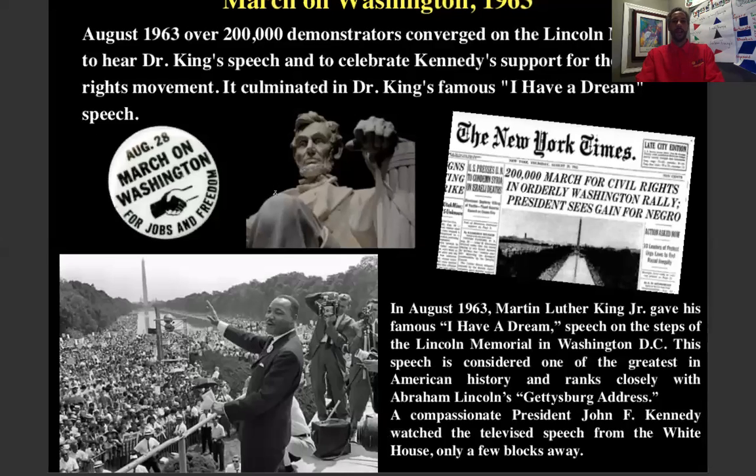The March on Washington in August of 1963 drew over 200,000 demonstrators. They all converged on the Lincoln Memorial, where Dr. King delivered his famous "I Have a Dream" speech.